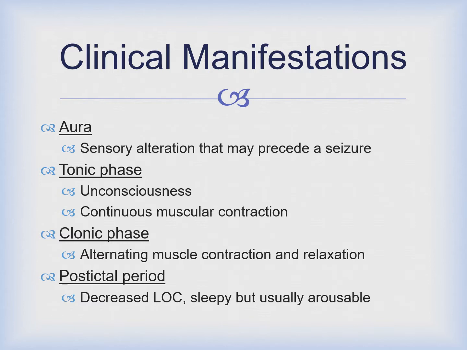After the aura, the seizure activity would start and there would be a tonic phase. In the tonic phase, all the muscles are holding their tone. Everything is stiff and board-like. This would go on for several seconds, and the patient would lose consciousness here. They probably are not going to remember that this happened.